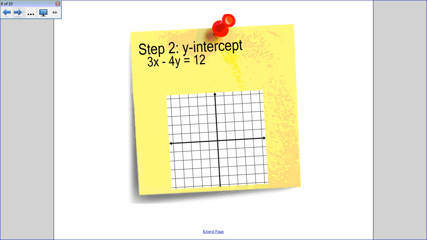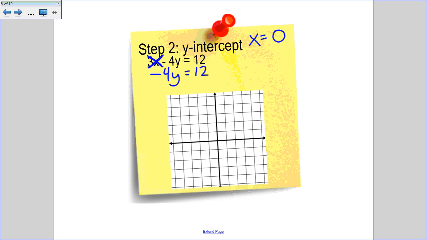All right, our second step is finding our y-intercept. If our x-intercept was when y equals 0, then our y-intercept is when x equals 0. So like we said before, if x is 0, that number times anything is going to be 0. So we can get rid of this. What are we left with? Notice that I didn't get rid of the minus sign because that's going to be important. We're left with negative 4y equals 12.